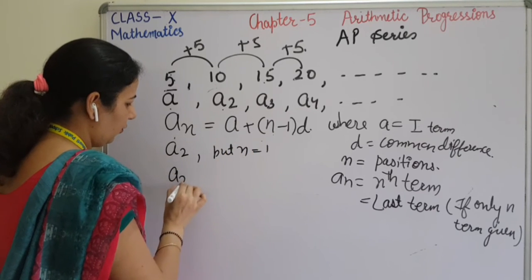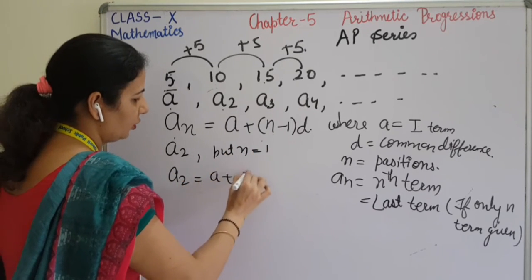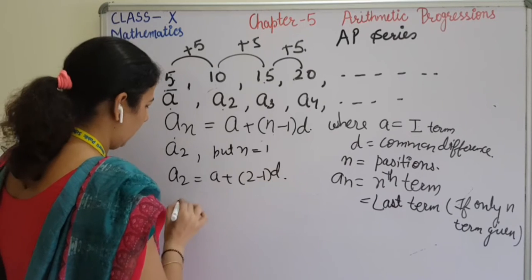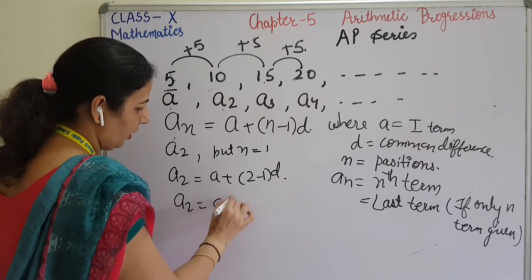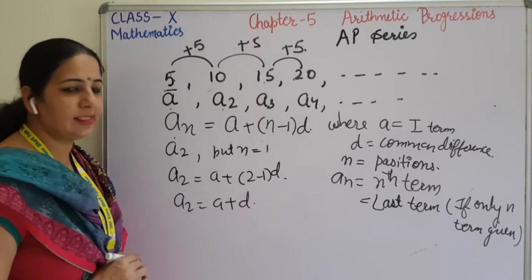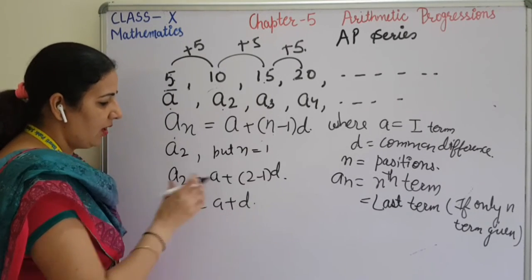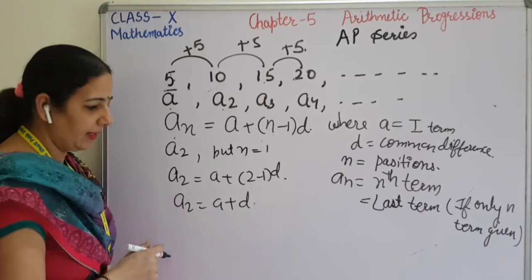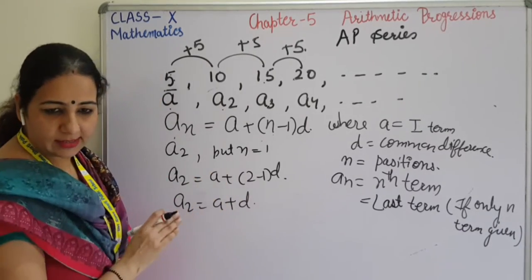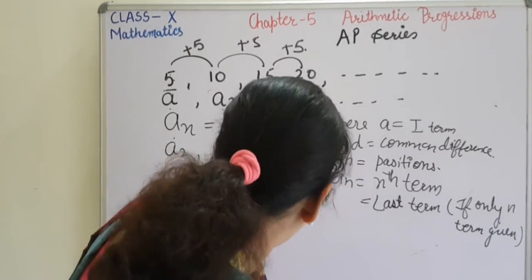Then A2 is equal to A plus 2 minus 1 into D, so A2 is equal to A plus 1 into D, that is, A plus D. So you can calculate all these values by using this method.